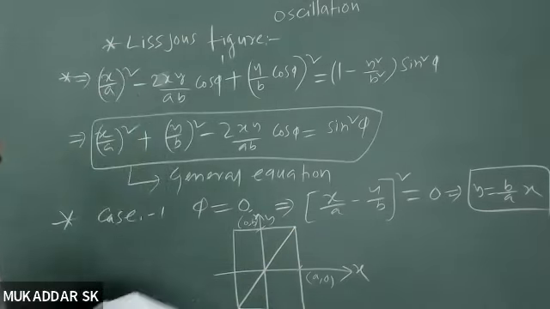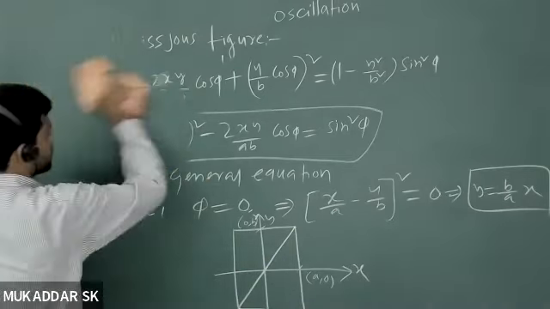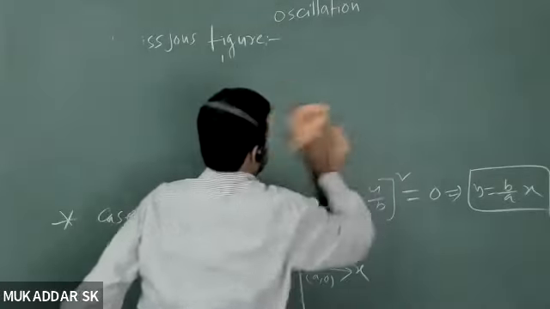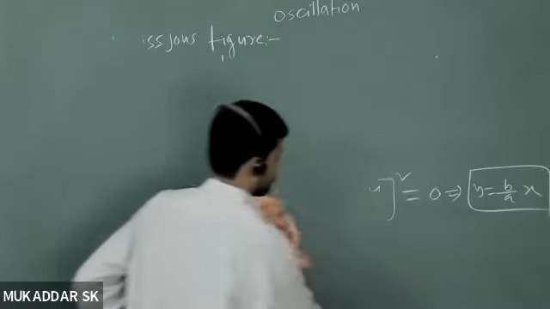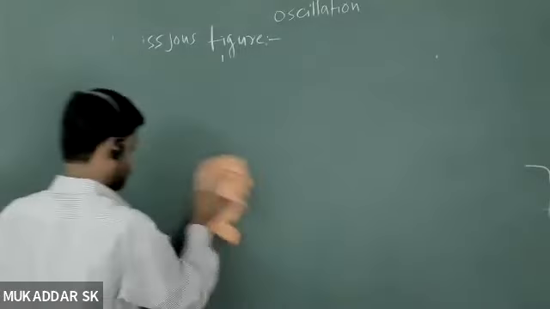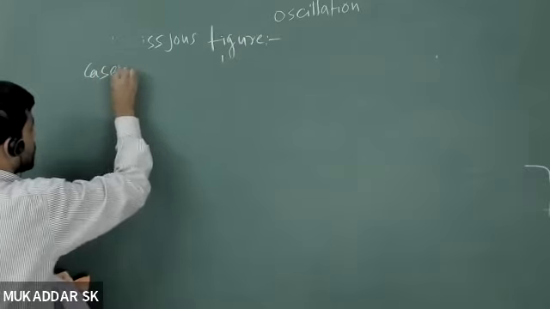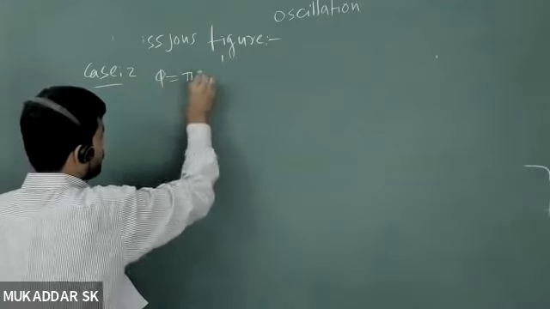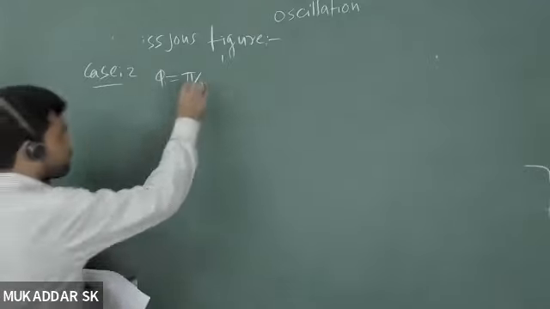Okay. Now can you erase this one? Yes, sir. Okay. Now case number 2, when phi equals pi by 4. Now the phase angle is no longer 0. Now it is pi by 4.